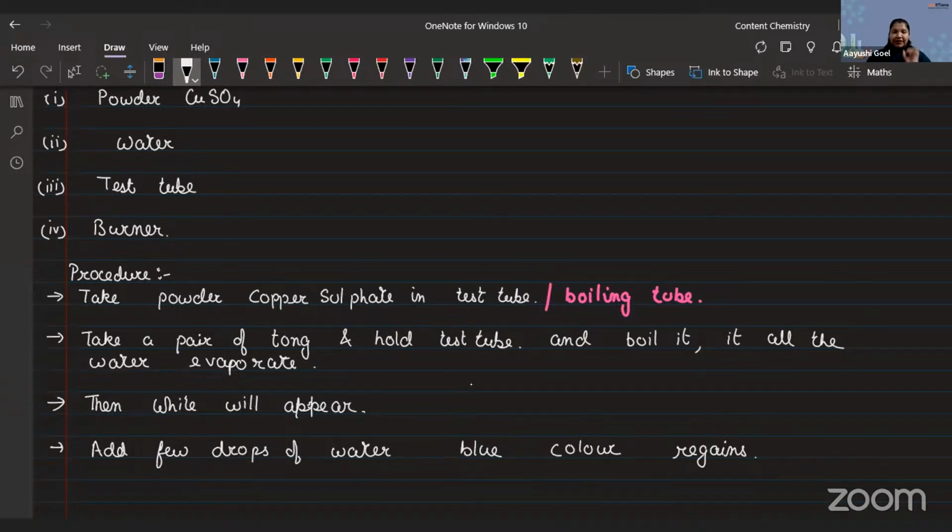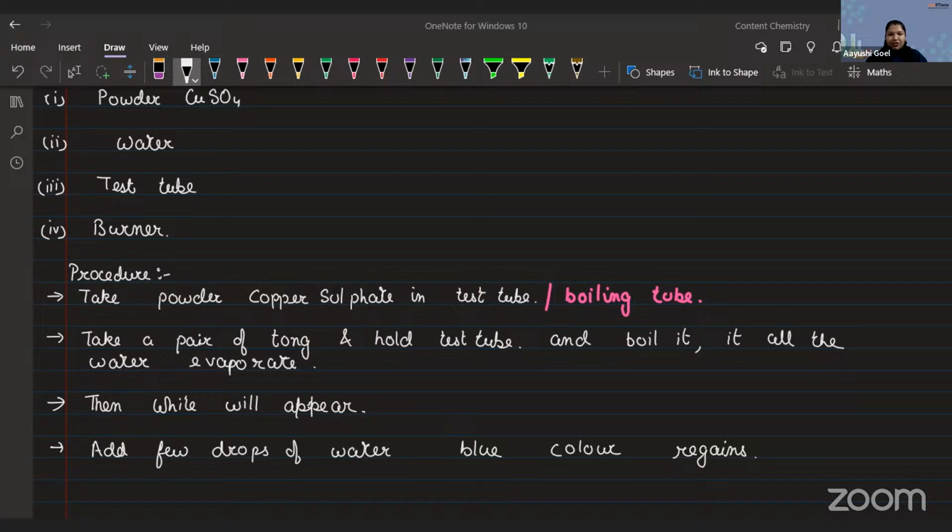Second important thing, which I told you initially also, that when you are doing this question, my handwriting was not good. But if you see that after every word, I have written so much space in between. What this space is indicating is that now you can read my word properly. Take powder copper sulfate in test tube, or take a pair of tongs and hold test tube and boil it like that. So you can read every word of mine. Is it clear? That's really good. So this is how we need to write.